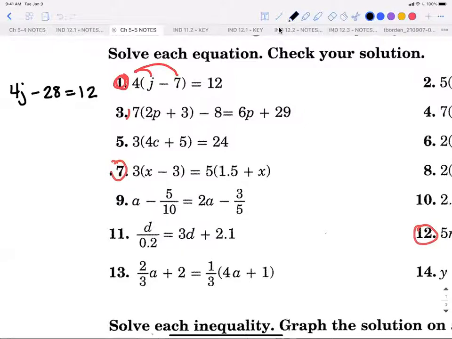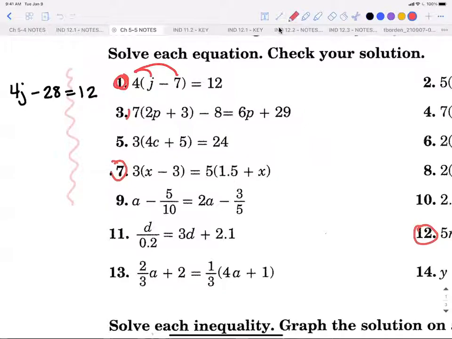The combining like terms step, always glance and see if there are any terms on the left or the right you can combine. Looking at the left side, 4j and negative 28, there is nothing we can combine, and on the right, nothing we can combine. So now we're ready to go to our wall, where we put a wall at the equal sign and move things left and right. All the j's are already on the left, so let's leave them there. That means we're going to move the numbers over to the right.